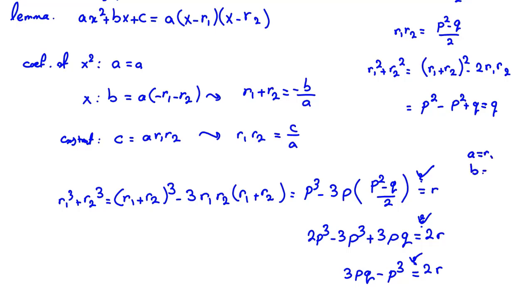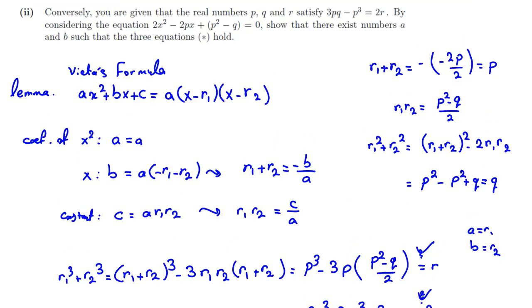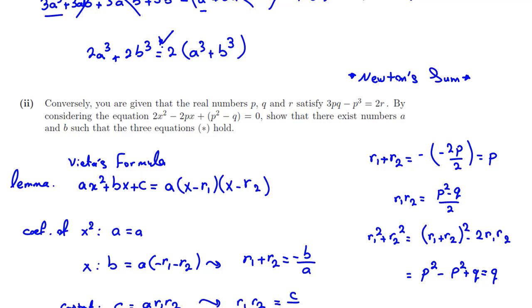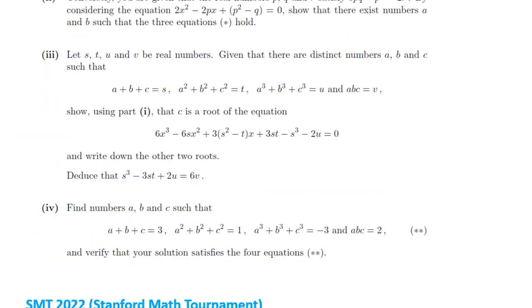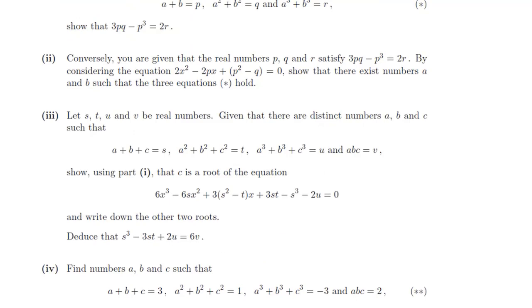A is r1, for example, and b is r2, the roots. Okay, here we've used only Vieta's formula for degree 2, and without Newton's sums, with identities we could solve. Now let's solve this one.